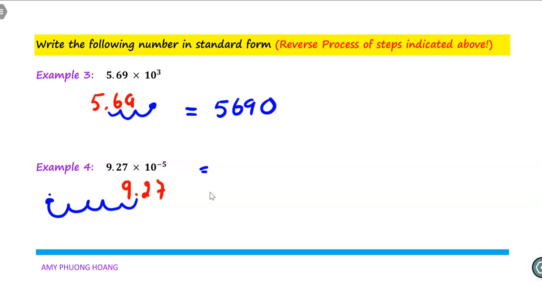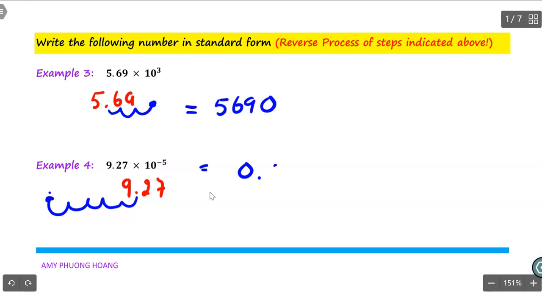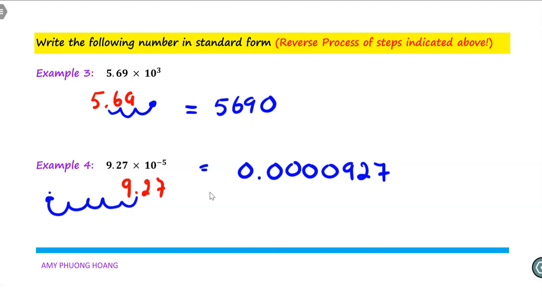In this case, I should have 0.0000927. So you can check again. You go 1, 2, 3, 4, 5. So it will be 10 to the exponent negative 5.